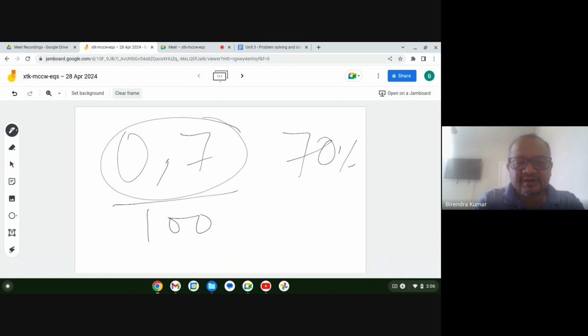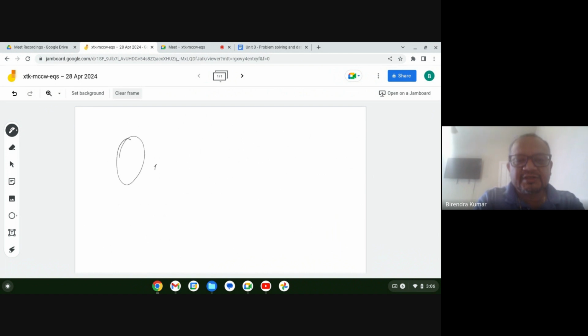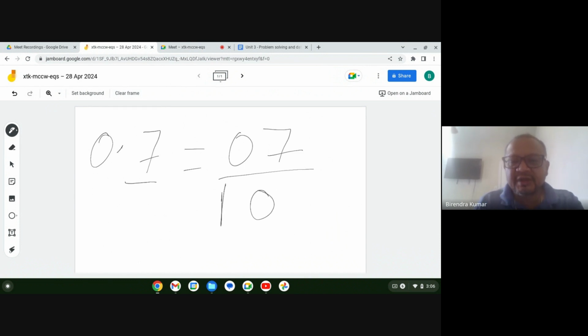So 0.7, that is how much? In fraction, it'll be, okay, let me do it this way. 0.7. If I have to convert this into fraction, what will I do? Instead of the decimal, I'll write a 1, and then count how many digits. 1. So it's 7 by 10. So this is still not a percent.